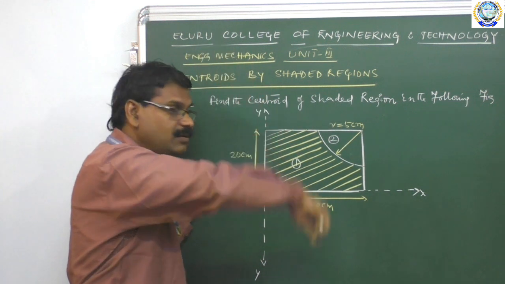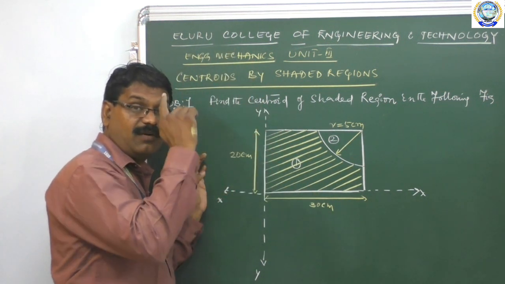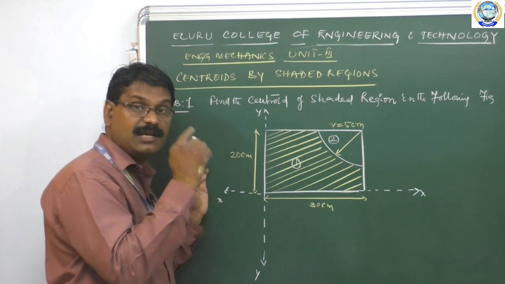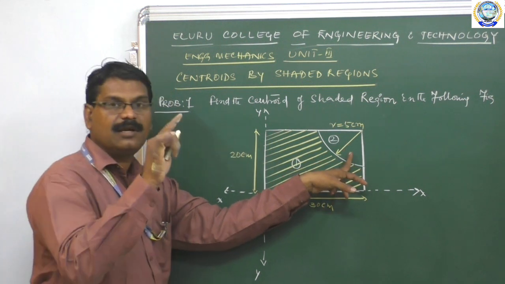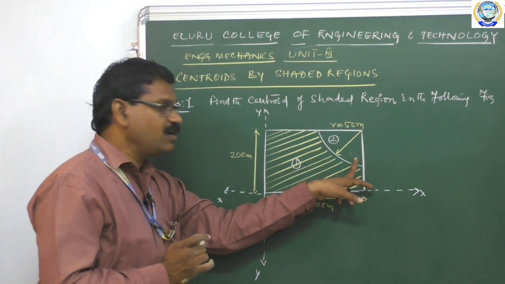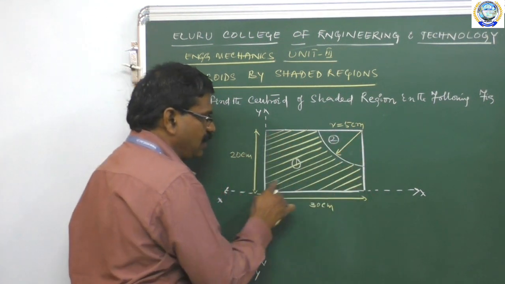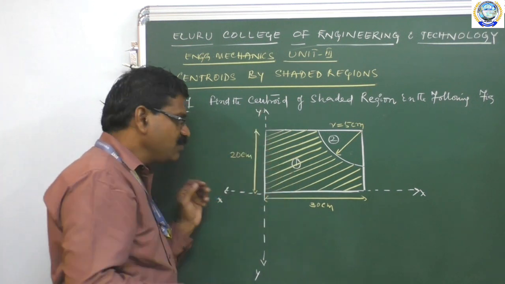The first part is a rectangle and the second part is a quarter circle. As I told you, we determine centroids of different standard figures, such as circle, semicircle and quarter circle. This particular portion is completely a quarter circle. I am considering this quarter circle as the second portion and the total rectangle as the first portion. Okay, let us do this problem by applying the symmetry property.